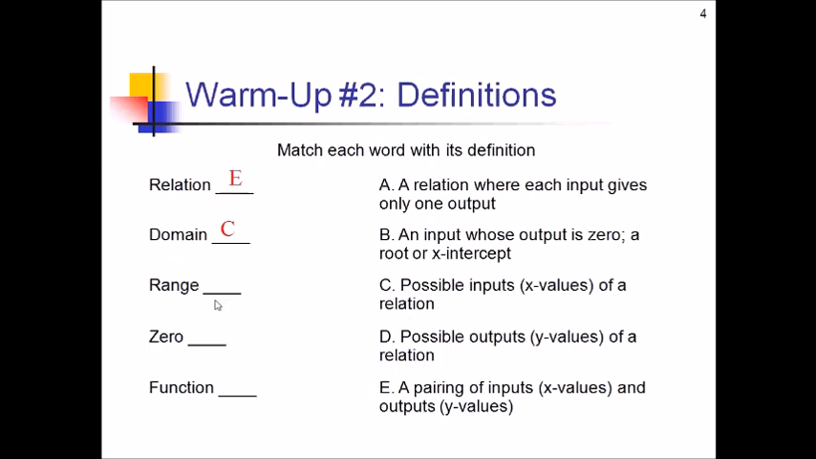The range is kind of the same idea, but with all the outputs or y values of a relation. A 0 is an input whose output is 0, a root or an x-intercept. These all mean the same thing. And then a function, that is a relation where each input gives only one output. So for something to be a function, when you plug in an input, you should keep getting the same output. You shouldn't get a different output every time you plug in the same number.